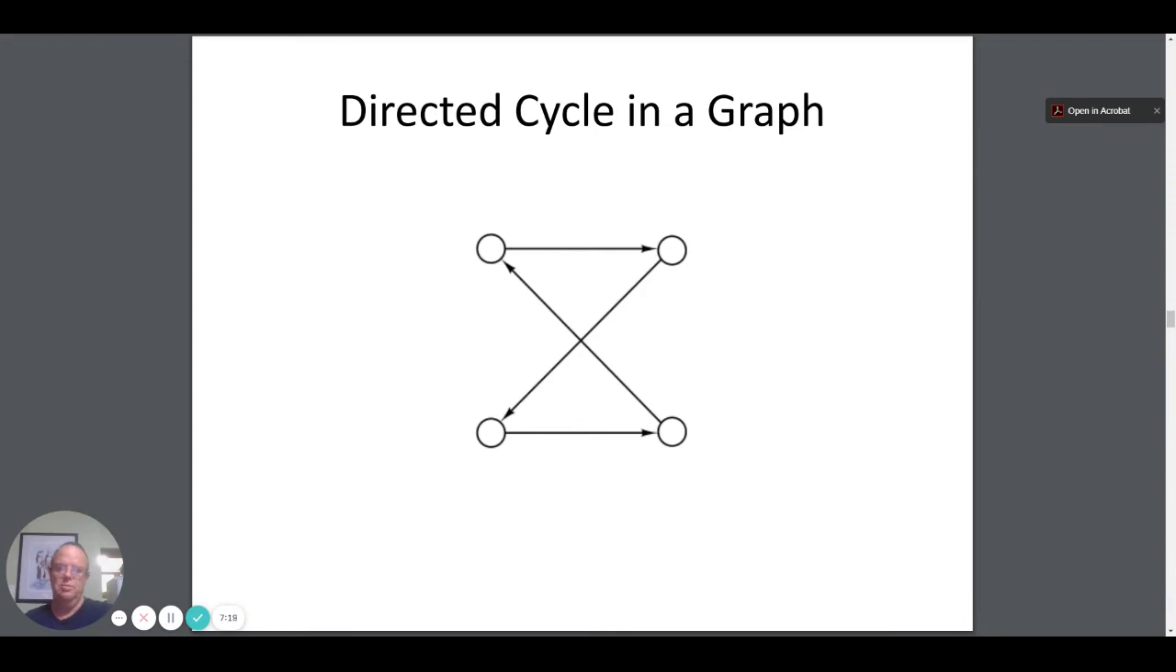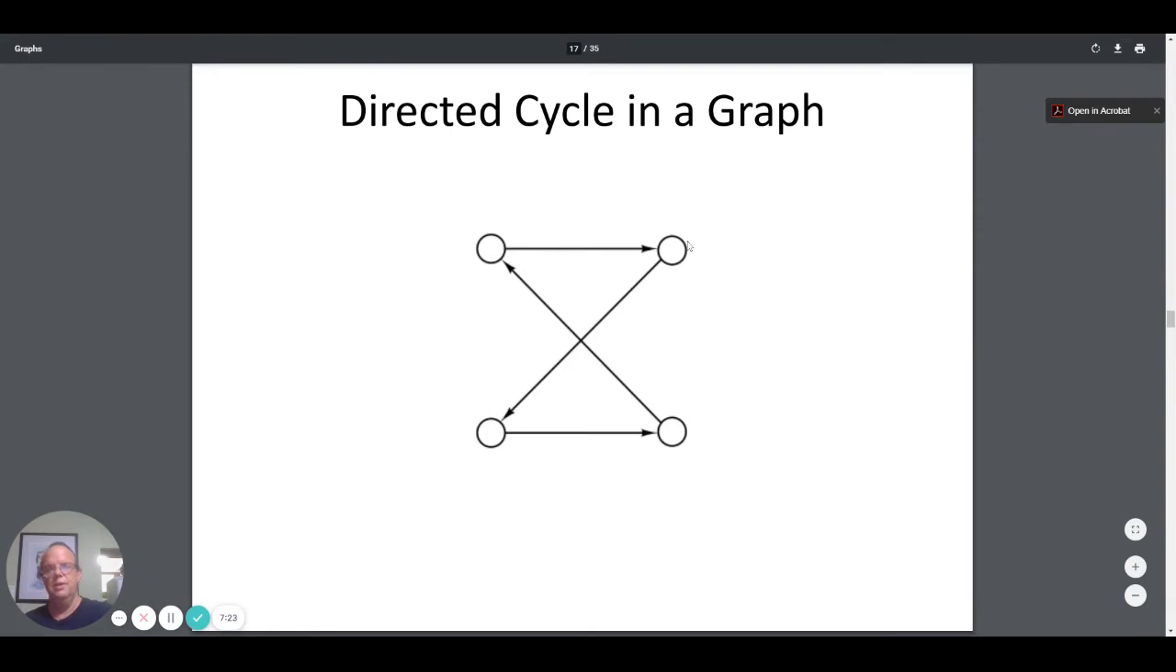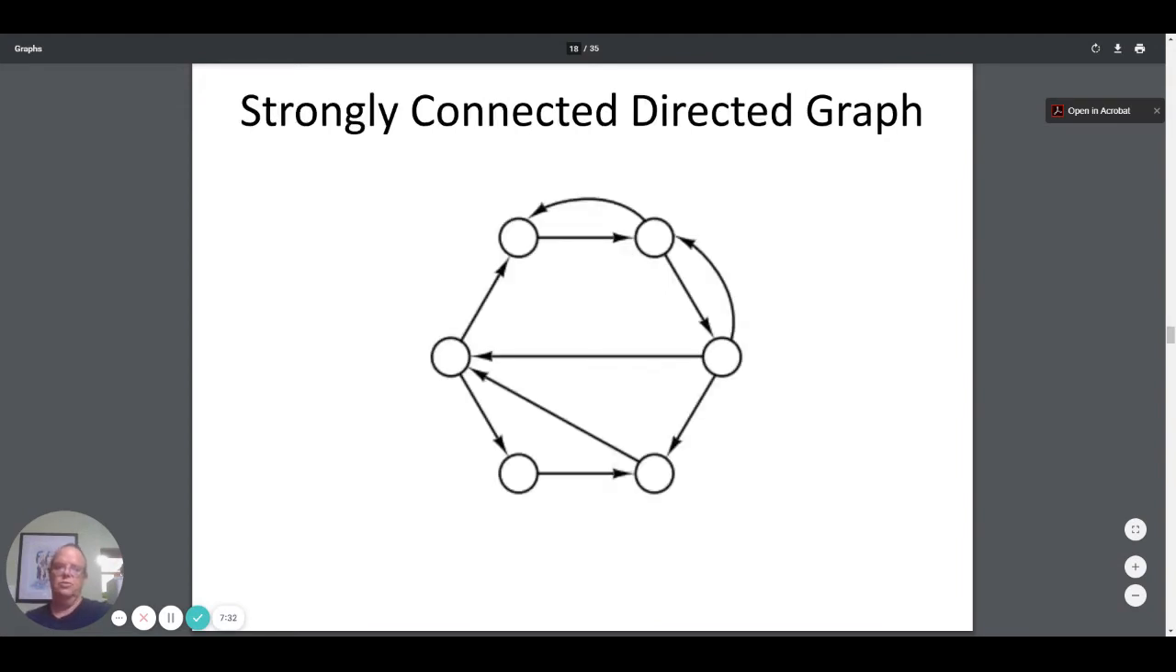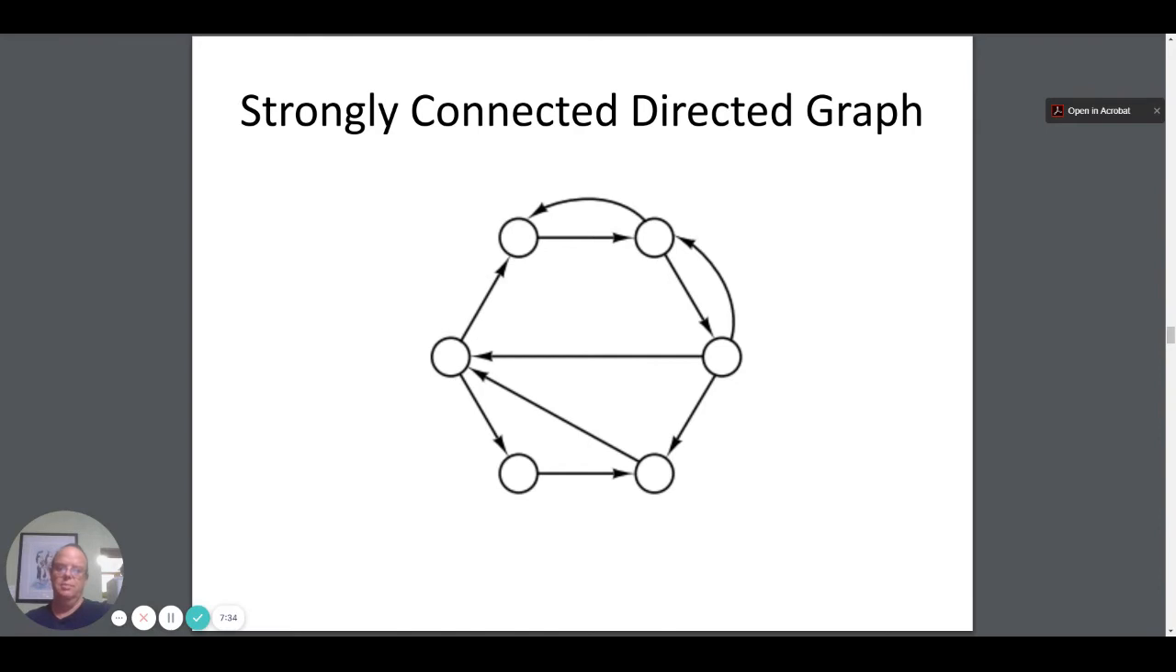And this is an example of a directed cycle in the graph. So we can start here, move over here, down here, over to the right, and back up to the upper left. This is a strongly connected directed graph. Basically, you can start in any node and get to any other node.